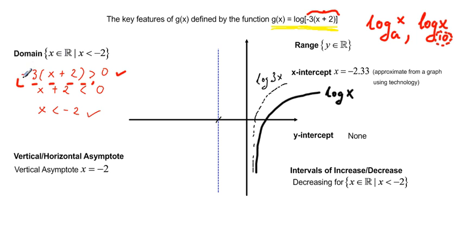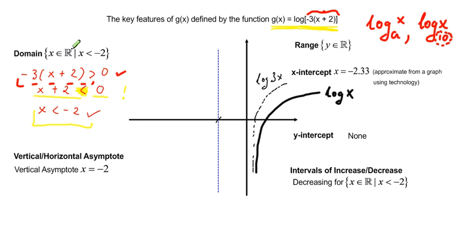So first thing you do, you divide both sides by negative 3. So this is why you end up having x plus 2 being now less than 0. Very important. You switch the inequality symbol when you divide both sides by a negative number, okay? And then you solve for x, so this is why you have x is less than negative 2.